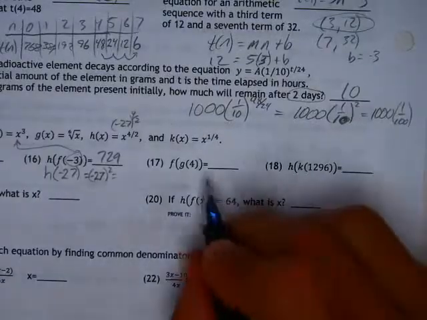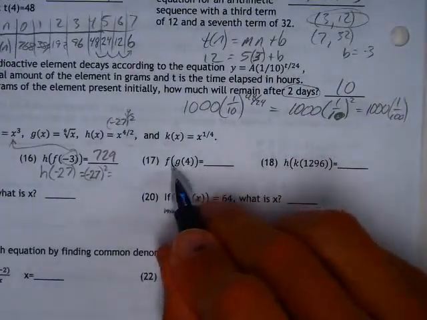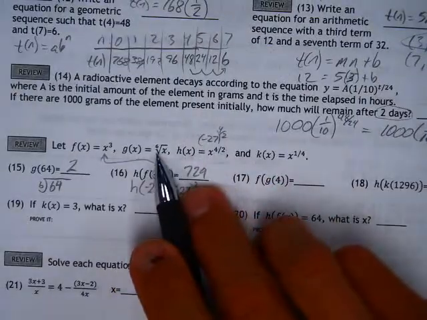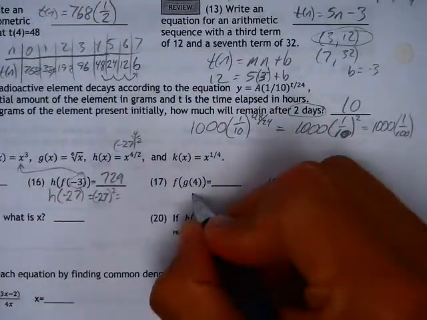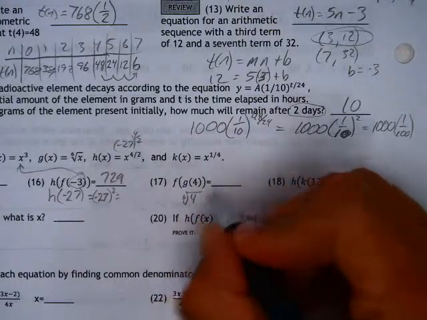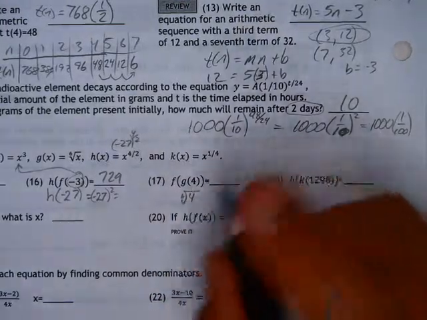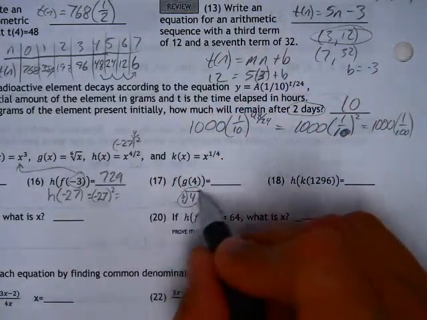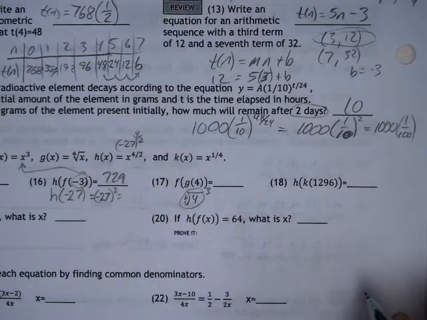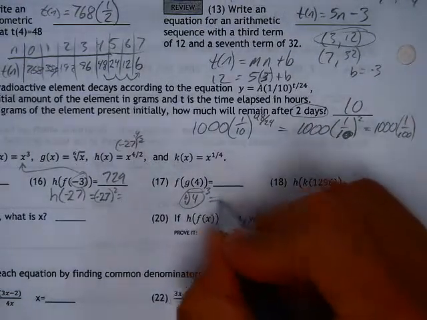You go on to the next one. You've got f of g of 4, which means you're plugging 4 into the g equation. Well, that's crazy. You've got 4 now, and the sixth root of 4. Well, I don't know what that is. That's a bit of a crazy problem. However, you're going to take that information, plug it into f, which happens to be raising it to the 3rd power. Well, let's look closer at that.